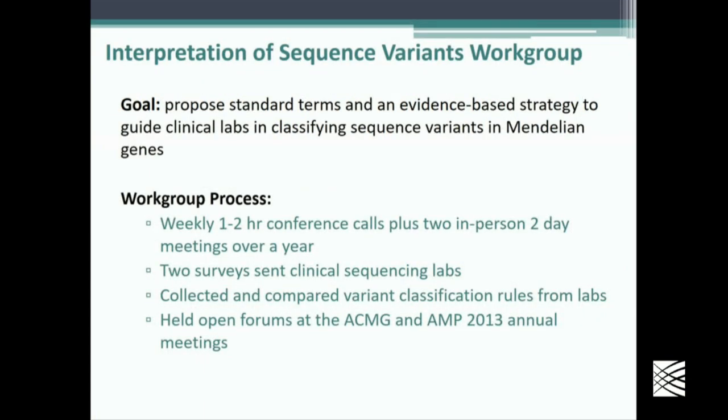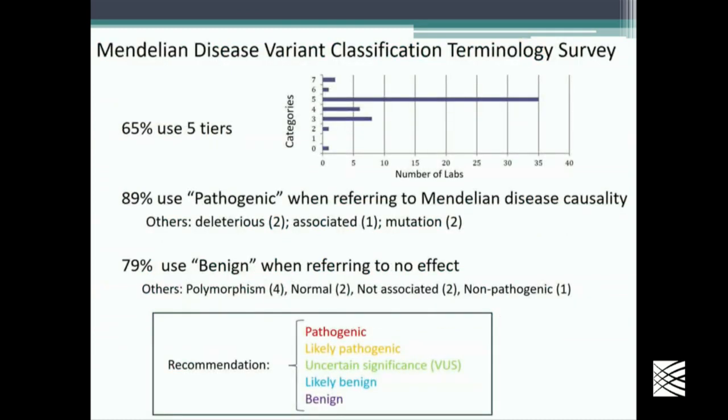We spent 2 years of weekly conference calls. We sent surveys to labs. We held open forums with the community, all sorts of things to try to arrive at this. This is one survey just trying to ask the question of the appropriate terminology. Labs would call things deleterious, associated, mutation, polymorphism, normal, not associated, non-pathogenic. They use terms like possibly, probably, likely. We can't even compare if we don't use the same term.